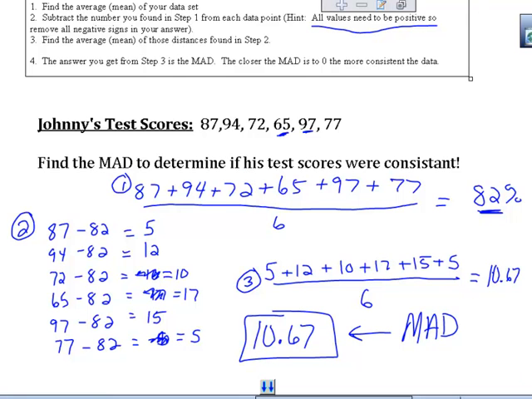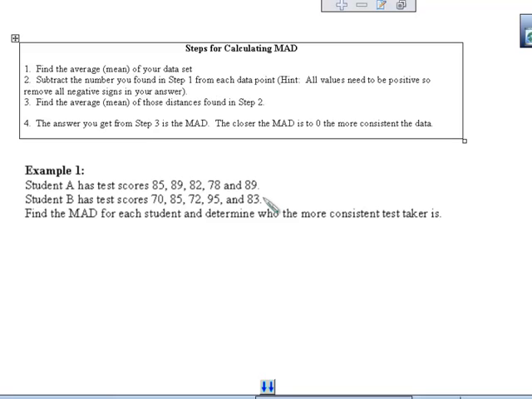So, now, pick up your pencil. We are going to do the first example on your sheet together. So student A has these test scores. Student B has these test scores. Find the MAD for each student and determine who the more consistent test taker is. So we're going to determine who's the more consistent test taker. If at any point I'm going too fast, we can always pause the video and then keep going.